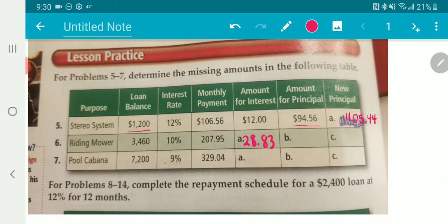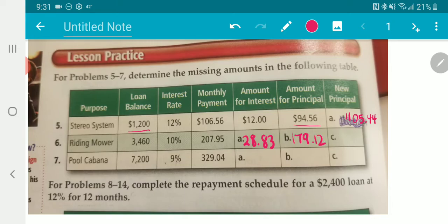So my payment for the principal, we have to think back to our equation for that, and that's just your monthly payment minus your interest. So our monthly payment in this case was $207.95 minus that interest of $28.83. So my payment for the principal is $179.12.